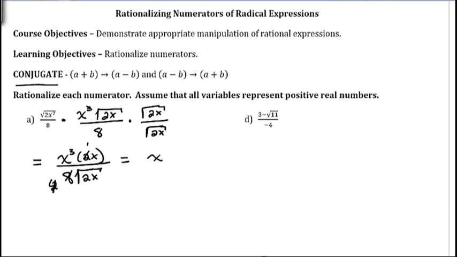And so on the top we're left with x to the 4th, and on the bottom we have 4 times the square root of 2x. And again, you can't simplify that any further. This x is under the square root, and this one is not under a square root.